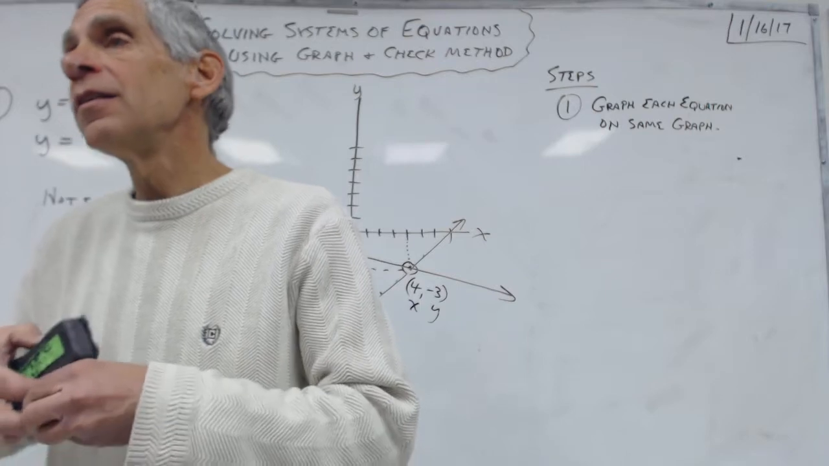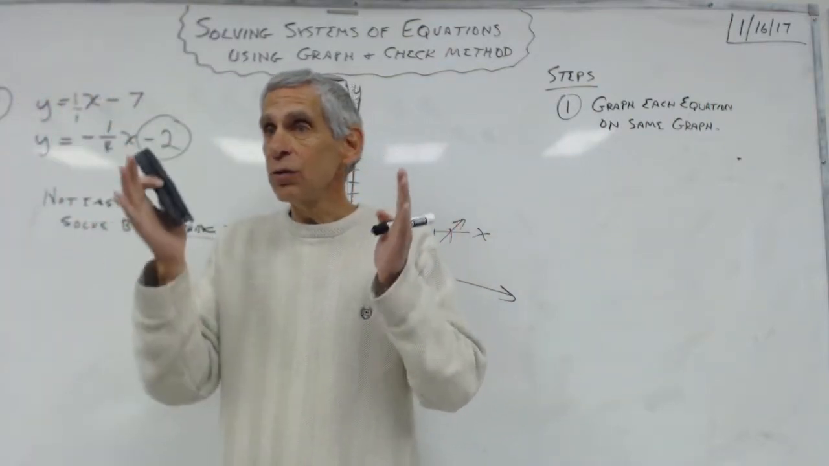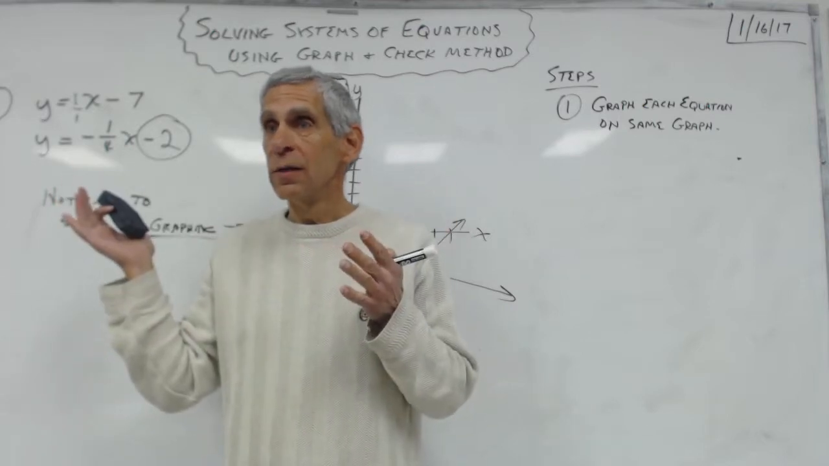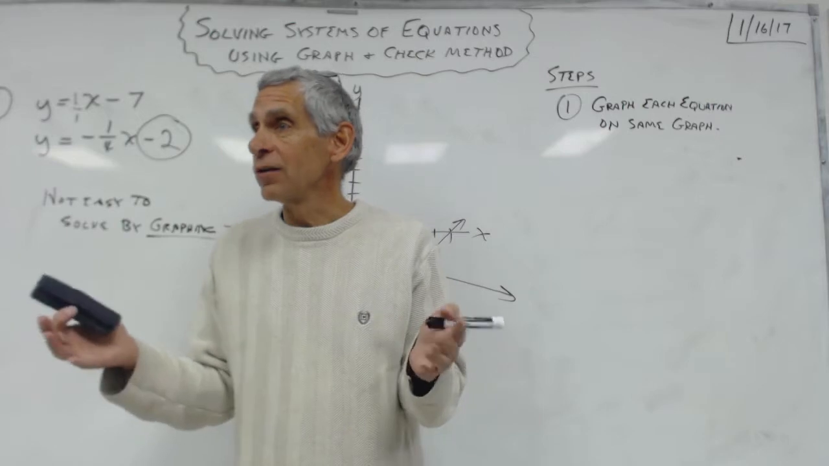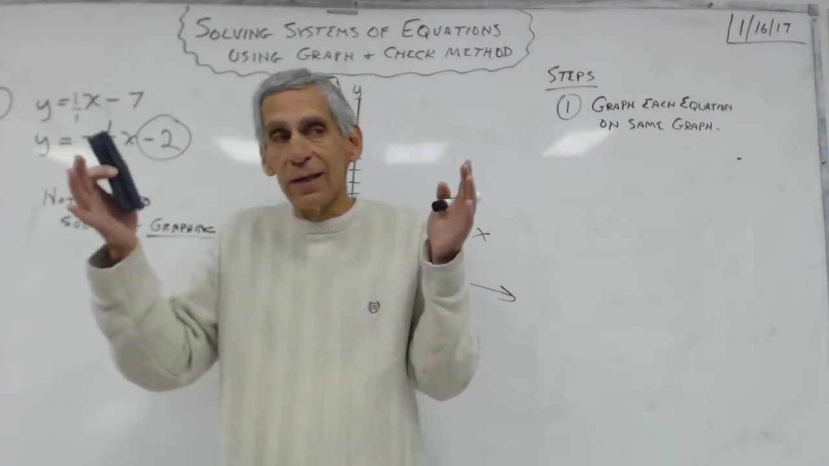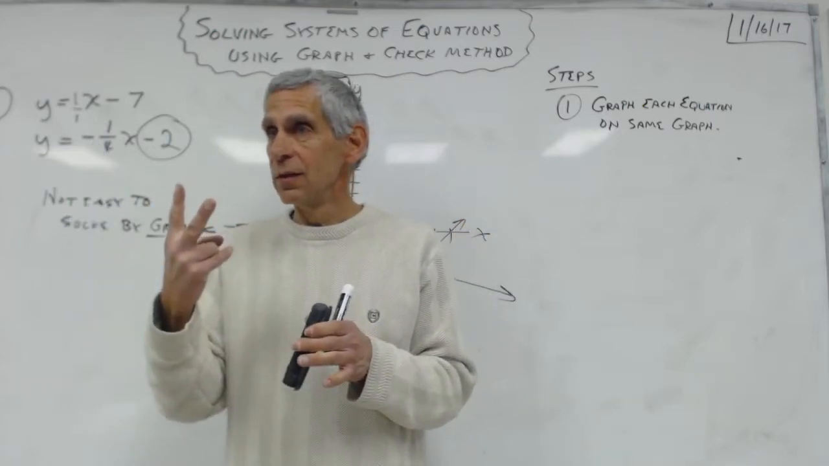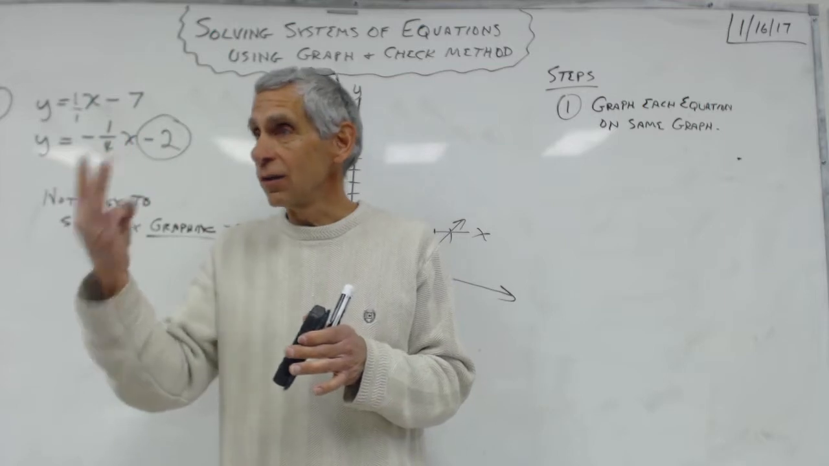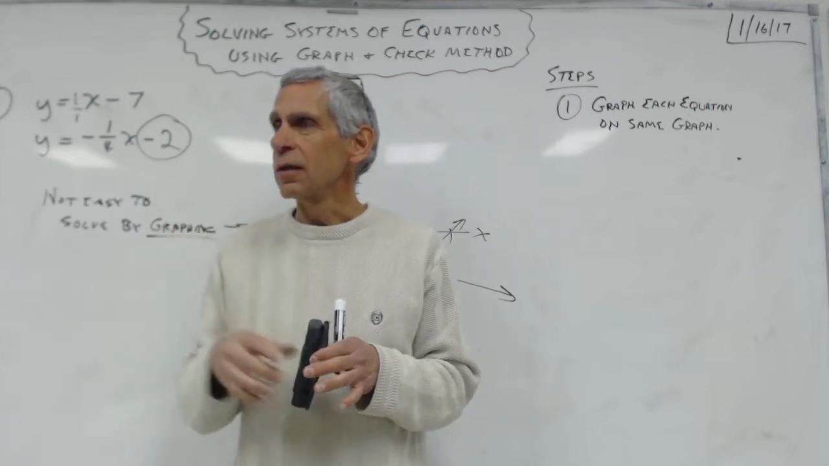In order for it to be a solution to a system, it has to be true for both of the equations, or all of the equations. It could be 3 equations, or 4 equations, or 5 equations. There are such systems, but in Algebra 1, we will only be dealing with 2 equations. In Algebra 2, you'll be moving on to 3 equations. I don't think you ever do more than 3, usually.